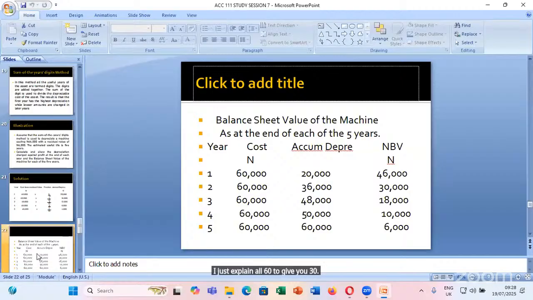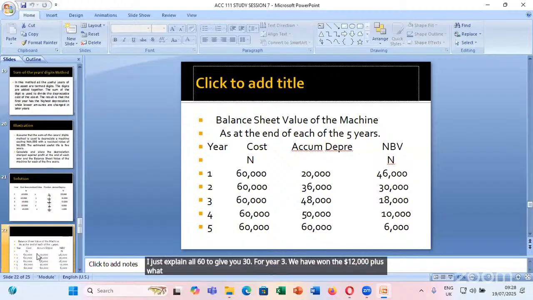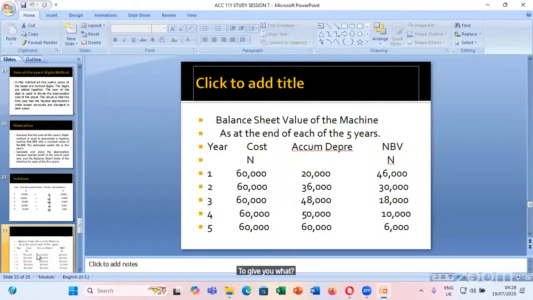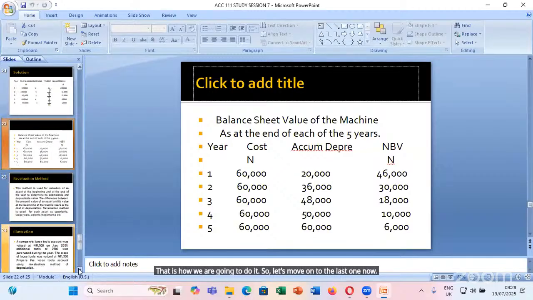For year 3, you add what? The 12,000 plus 36 to give you 48,000. 48 minus 60 to give you 12,000. That is how you are going to do it. So let's move on to the last one now because of our time.